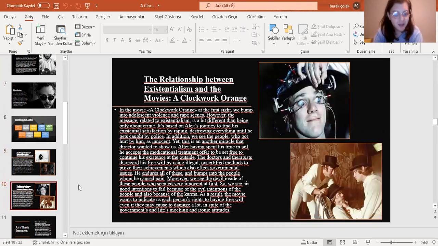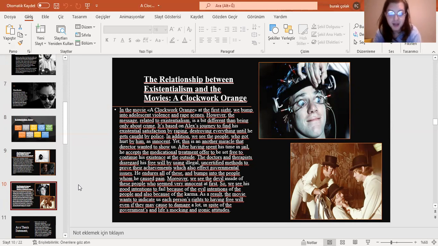The next one is Clockwork Orange. At first sight, we bump into adolescent violence and rape scenes. However, the message and related existentialism is a bit different than being only about crime. It is based on Alex's journey to find his existential satisfaction by raping, destroying everything until he gets caught by police. In addition, we see the people who got hurt by him as innocent, yet this is another miracle the director wanted to show us.